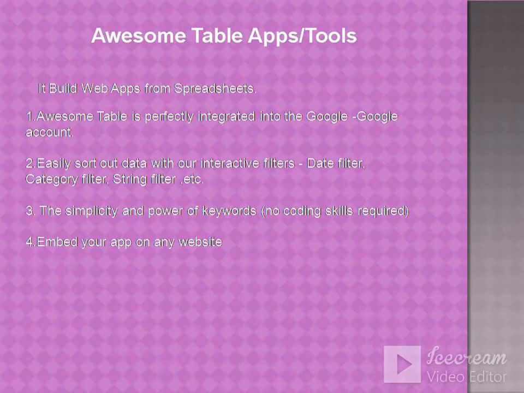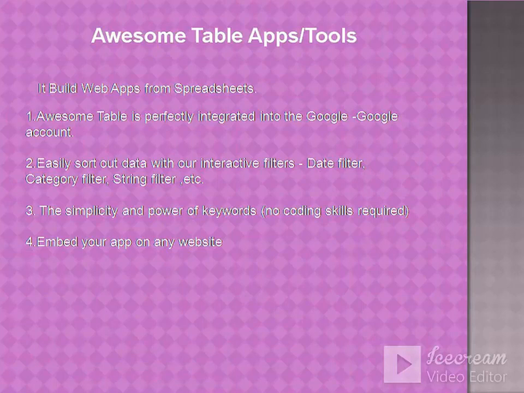Now we'll see Awesome Table apps. It builds web apps from spreadsheets. Also, it transforms any data into beautiful, dynamic and functional apps. There are a number of features of Awesome Table web apps. First, Awesome Table is perfectly integrated into the Google and Office 365 environment. The only requirement for Awesome Table is to have a Google account. Second, you can easily sort data with interactive filters like date filter, category filter, string filter, etc.